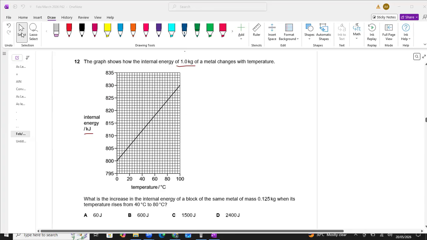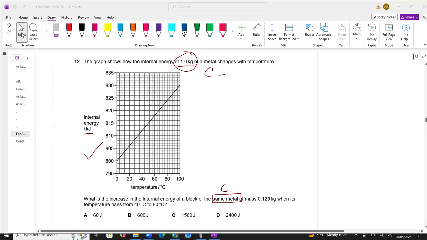So which thing will come to my mind first? Specific heat capacity. Because if we are using the same metal here, it means that the specific heat capacity of this object will remain the same. So what I will do, students, they have given us the mass of a 1 kg object, so first I will find the specific heat capacity of this metal with the help of this graph.